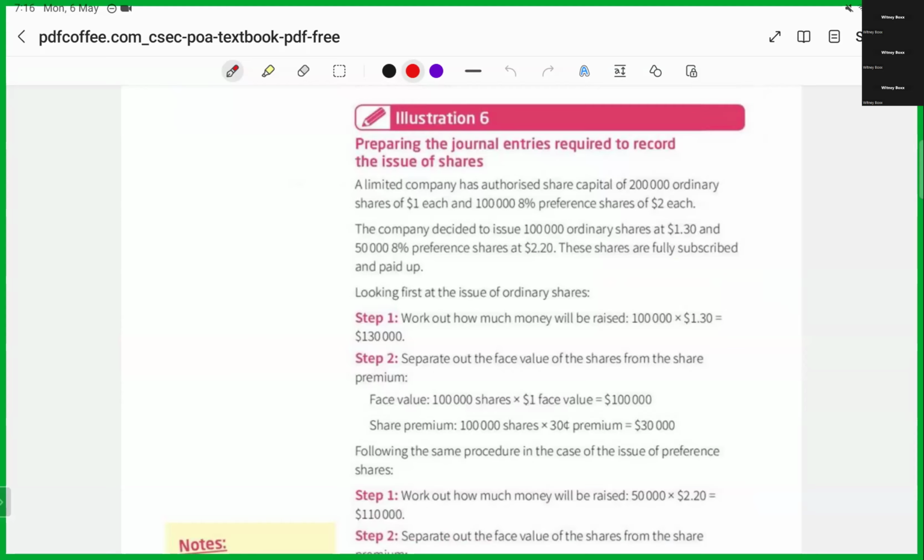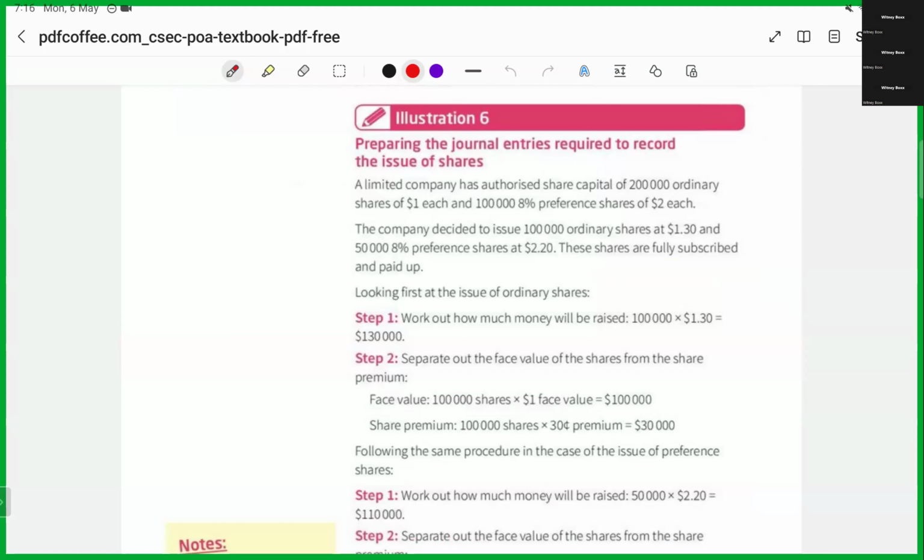We're still doing accounts. So a limited company has authorized share capital of 200,000 ordinary shares. They can't issue more than 200,000 shares. And it's $1 per share. That's the par value there. And 100,000 8% preference shares of $2 each. This is what they have authorized.